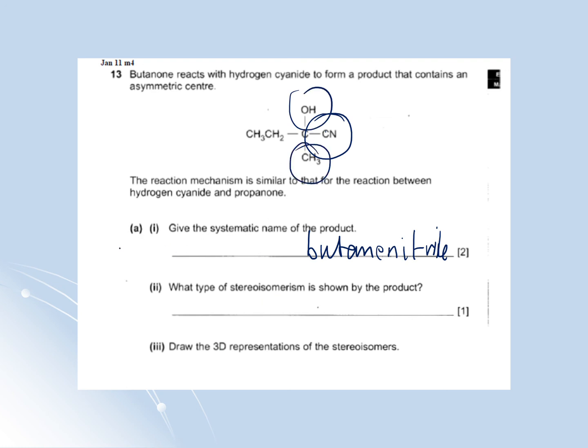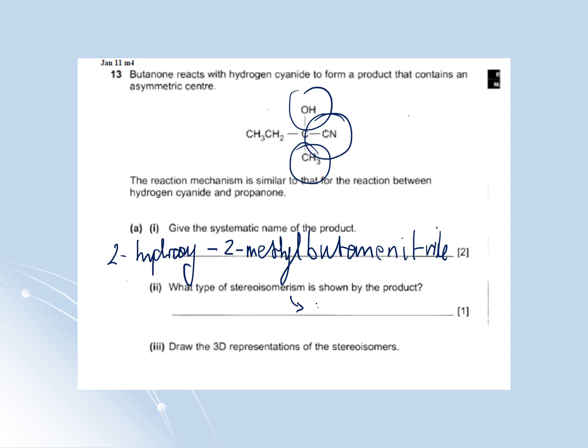We have an OH group, we have a methyl group that are not in the main chain, so we have 2-hydroxy. Remember, an OH group, low priority, gets a hydroxy, not an alcohol. 2-hydroxy-2-methylbutanenitrile.